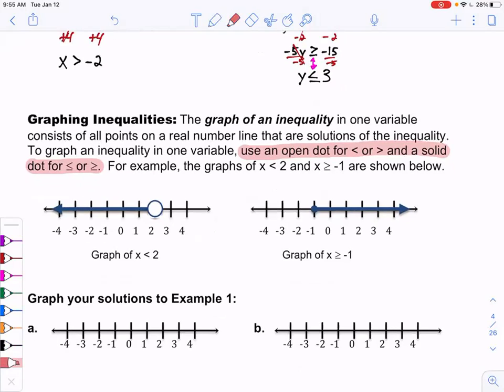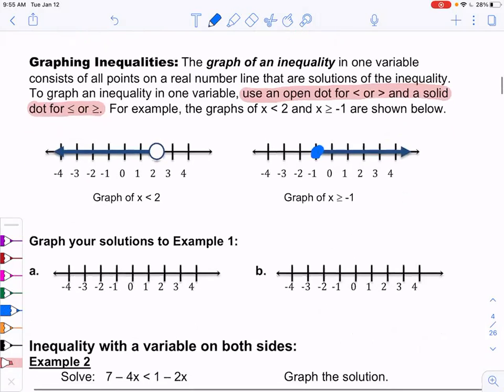And you can see here, the first one is x is less than 2. So on a number line, you put an open dot on 2, and you shade everything that's less than 2. So that's on the left side. Over here, it says graph of x is greater than or equal to negative 1. Since there's a greater than or equal to, instead of an open dot, we have a solid dot here. And greater means it's everything that's higher. When you're looking at a number line, you think left is less, right is greater.